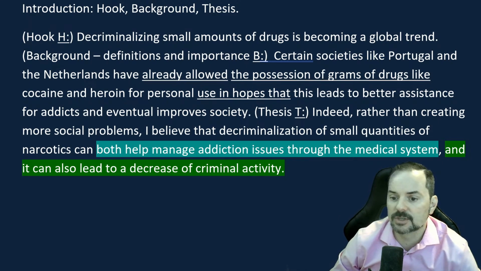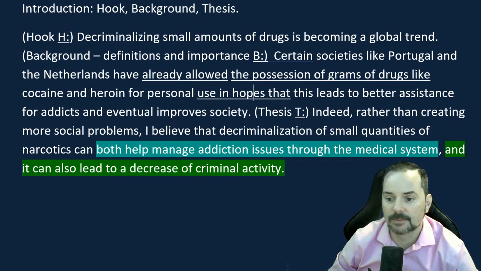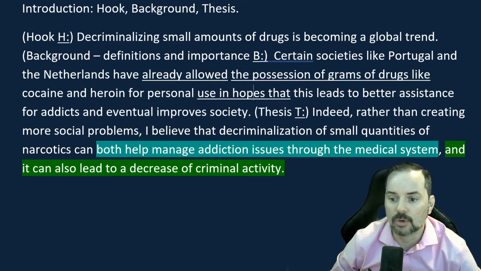Okay. Although prohibited drugs are banned in some countries, I strongly support decriminalization for managing addictions and decreasing crime. Got it, Fuang? One more time, Fuang. Although prohibited drugs are banned in some nations, or although some nations prohibit certain drugs, I strongly support decriminalization for managing addictions and criminal activity. Okay? Much simpler, much more accurate. Okay?